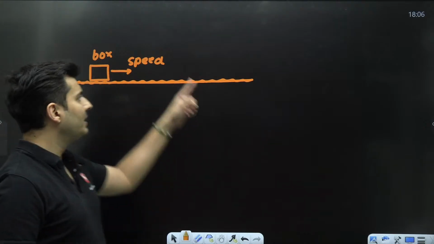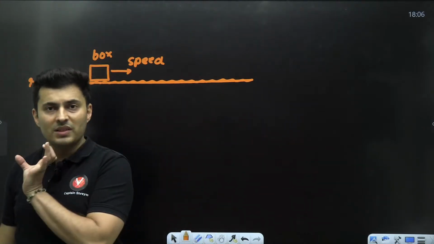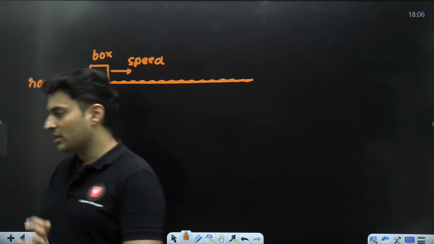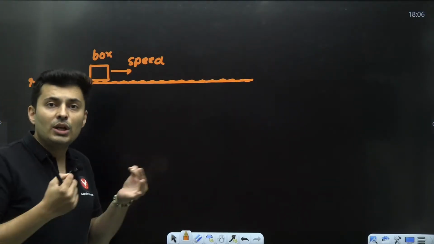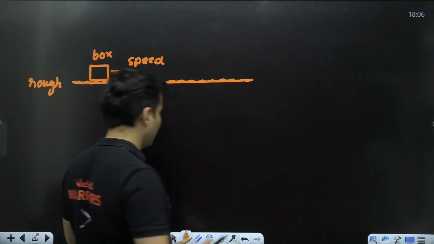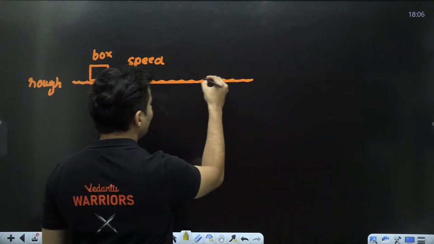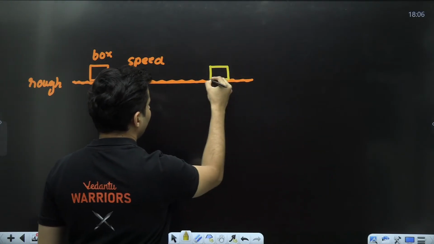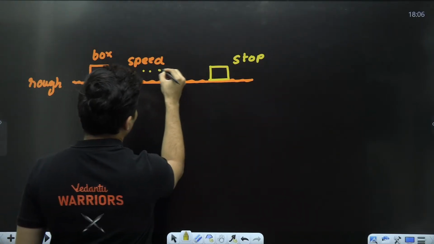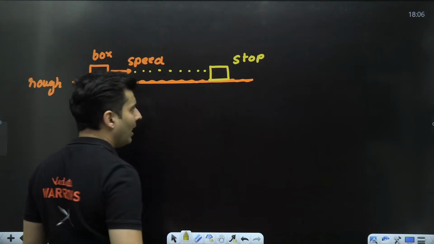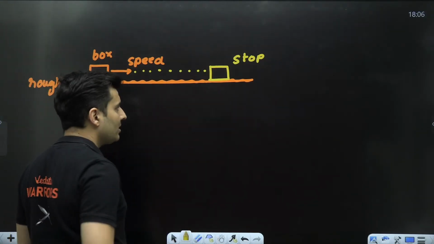So what do you think this box will do when it is left on this rough surface with a certain speed? What do you think will happen? Yes, it will lose its kinetic energy, it will lose its speed, and eventually this box will stop. It will move, move, move, and eventually stop after some time, after traveling some distance.